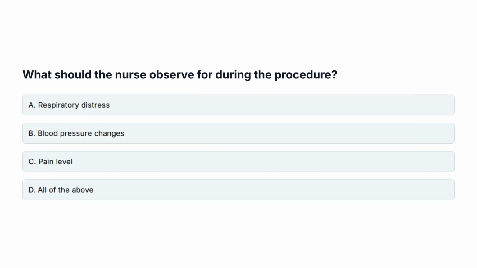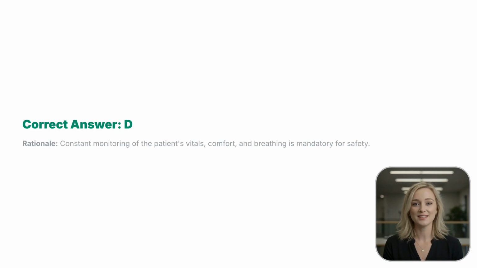What should the nurse observe for during the procedure? The correct answer is D. Constant monitoring of the patient's vitals, comfort, and breathing is mandatory for safety throughout the procedure.